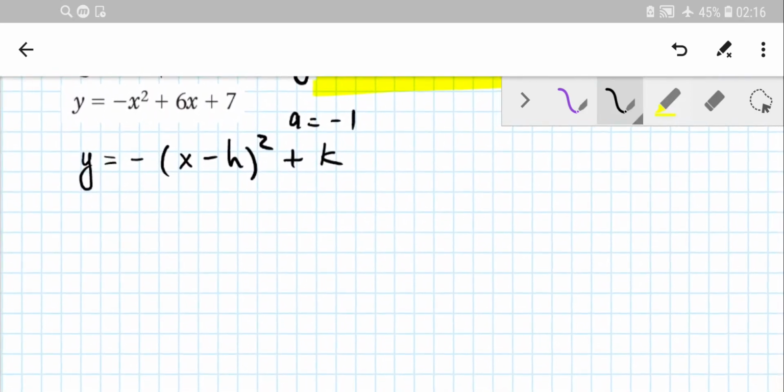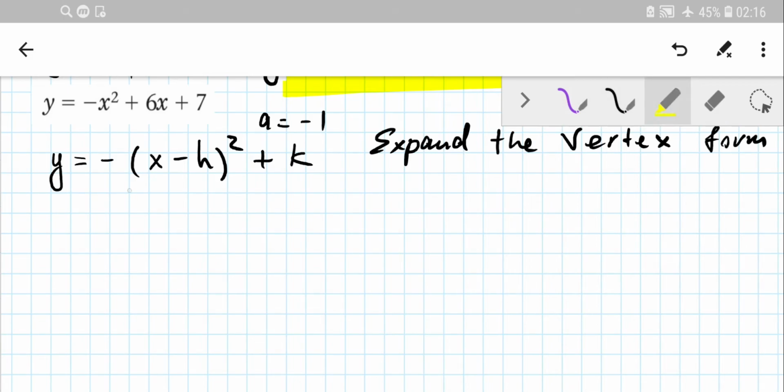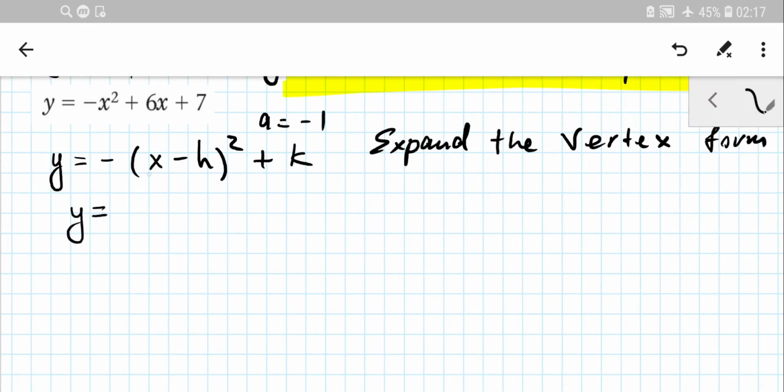And now what I'm going to do, I want to use the expansion approach. So I want to expand the vertex form, and come back to what I have here. So I just want to compare this expression with an equivalent but written in the vertex form. All right, so what I'm going to do is simply apply the formula minus x minus h squared.